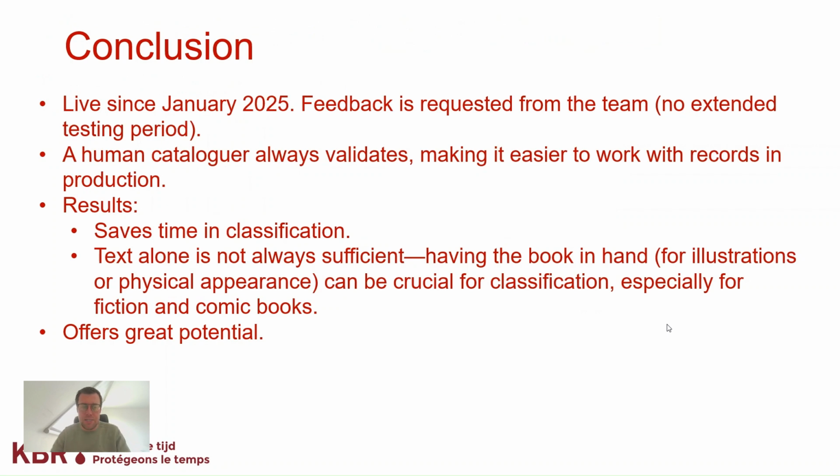But we also see that text alone is not sufficient. For example, when we have a novel about a child that discovers a new world, only based on the text we cannot know if it's a novel or a comic book, because a comic book you can recognize when you see the book in hand. You can see, okay, it's a comic book, but you cannot see it only based on the text. That's why we also include now the publisher, because sometimes the publisher can influence also. This is Dupuis, it's very known for publishing comic books, so probably I see that the publisher is Dupuis, so it will also be a comic book.